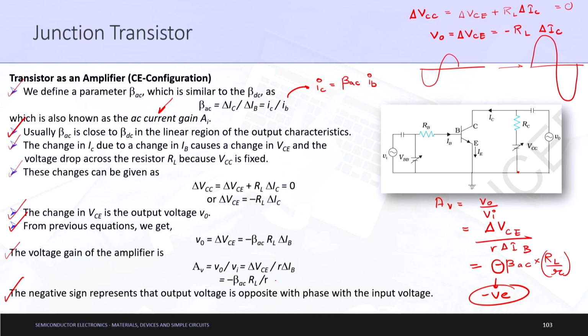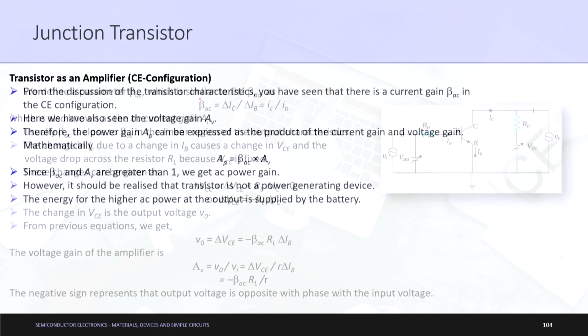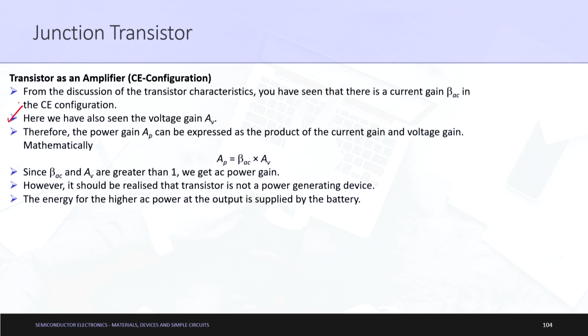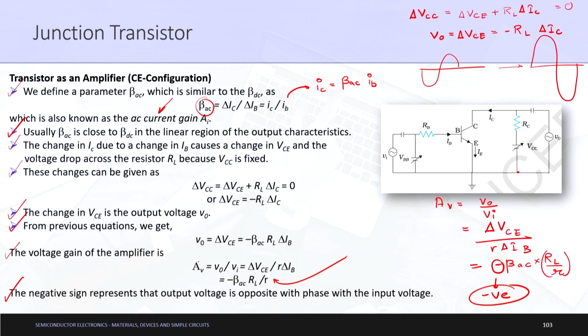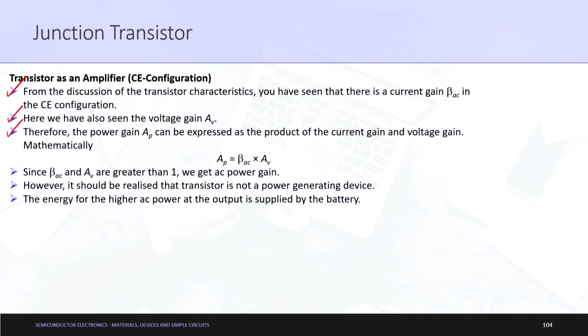That being said, please remember that A V is nothing but equal to minus beta AC into R L by small r. From the discussion of the transistor characteristics, you have seen that there is a current gain beta AC in the CE configuration. Here we have also seen the voltage gain AV. So you can see a voltage gain and a current gain. Therefore, the power gain AP can be expressed as the product of the current gain and the voltage gain.